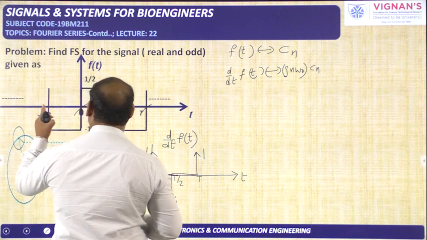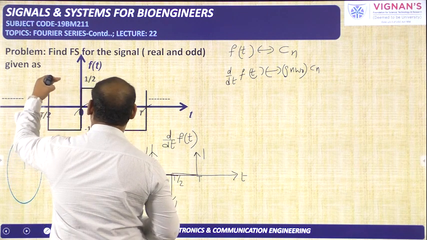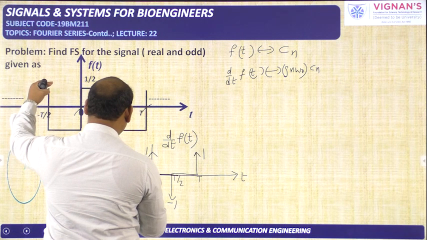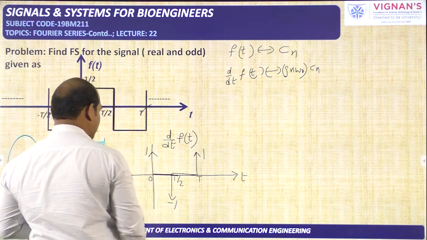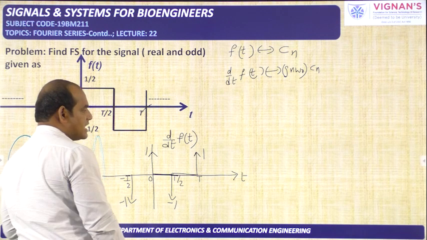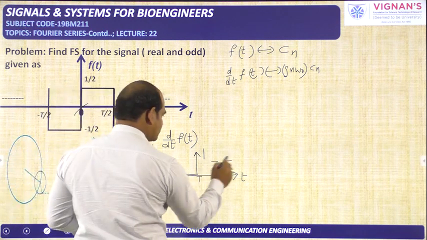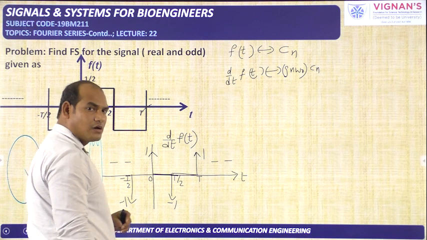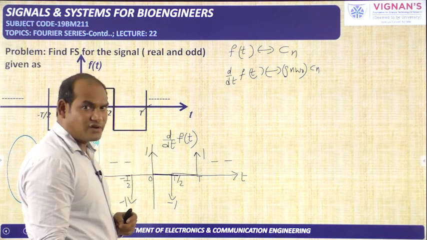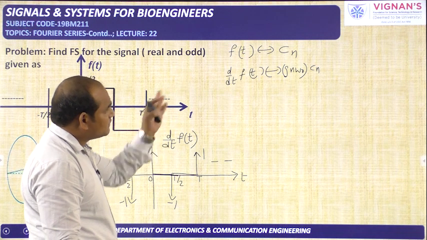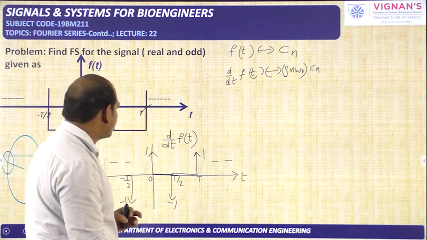At t equal to -T/2, the amplitude is changing from 1/2 to -1/2, so the differentiation will become an impulse with a strength of -1. This is the differentiation of the f(t) signal. Now you calculate the Cn value for this one. After that we will use the differentiation property of the Fourier series.